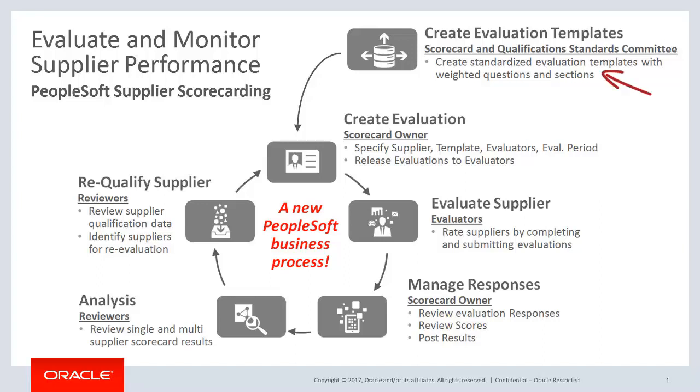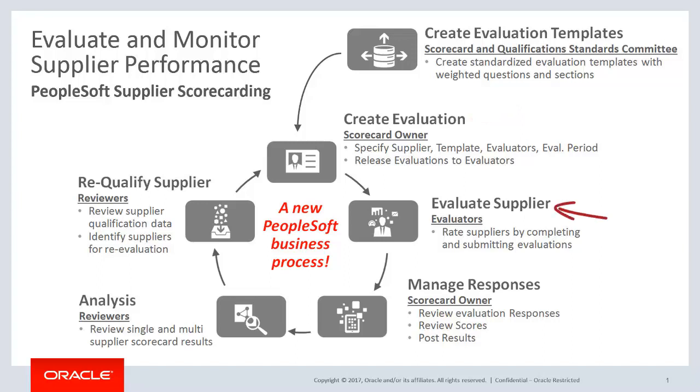To rate a supplier using the supplier scorecarding process, first, the scorecard committee members create evaluation questions and templates based on your organization's key performance criteria. Next, scorecard owners create evaluations for specific suppliers and invite evaluators, including requesters, inventory managers, quality control managers, payables clerks, and anyone else who interacts with the supplier.